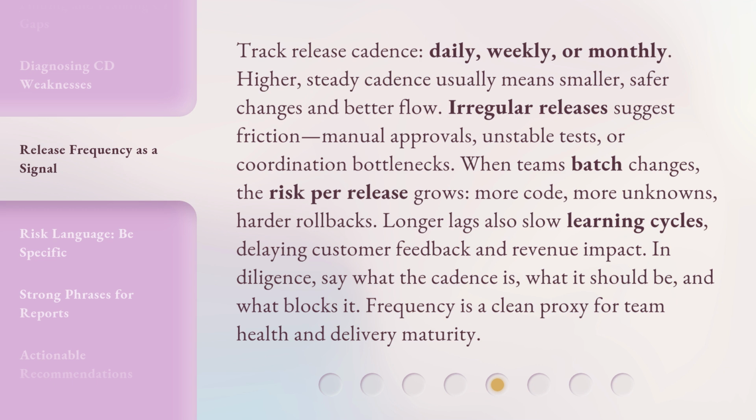When teams batch changes, the risk per release grows. More code, more unknowns, harder rollbacks. Longer lags also slow learning cycles, delaying customer feedback and revenue impact. In diligence, say what the cadence is, what it should be, and what blocks it. Frequency is a clean proxy for team health and delivery maturity.